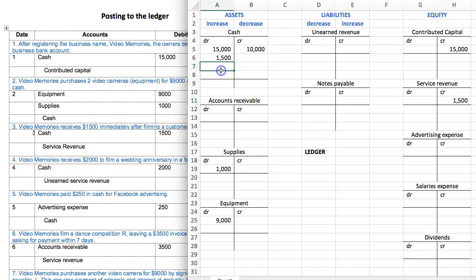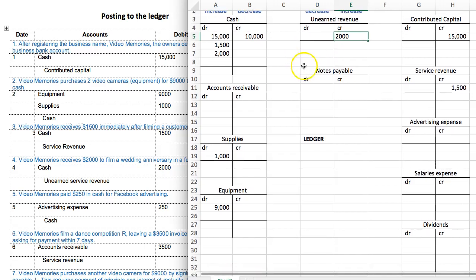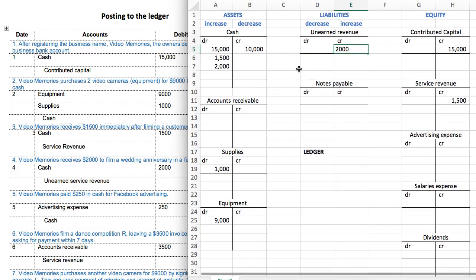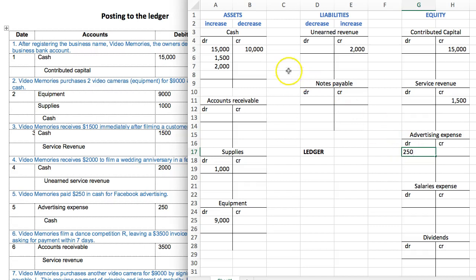Number 4, cash debit, 2,000, and the credit is for unearned service revenue, so I find that T account. Now, if you were doing this question yourself, you would have to draw each T and write the name at the top as well. I've already had that prepared just to save us a little bit of time. And number 5, I have advertising expense as a debit, and cash is a credit. Now, could you stop the video and copy all of those journals into your T accounts, and then start it again and we'll complete it together.